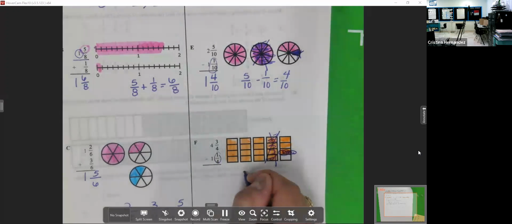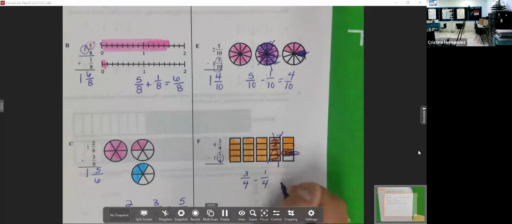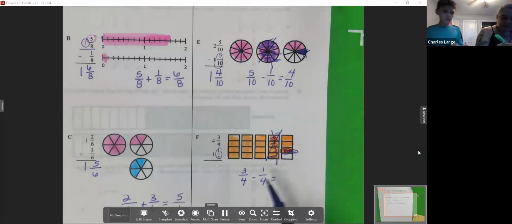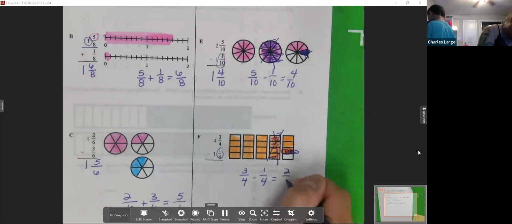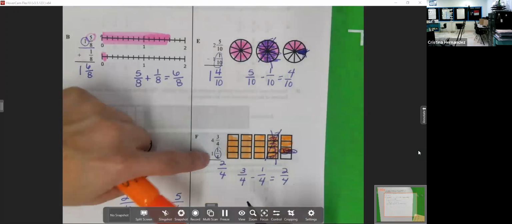So we can do the fraction part. 3 and 1/4 minus 3 and what does that equal? Daniel, pay attention. You answer it. 2 and 2/4. There you go. That's our fraction. And then 4 minus 3 is what?